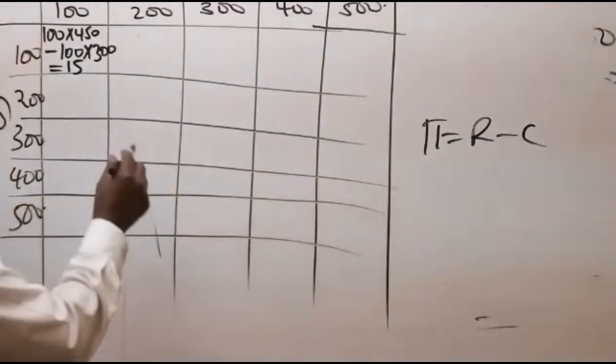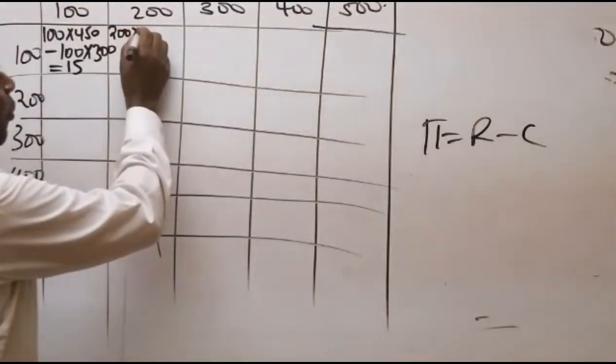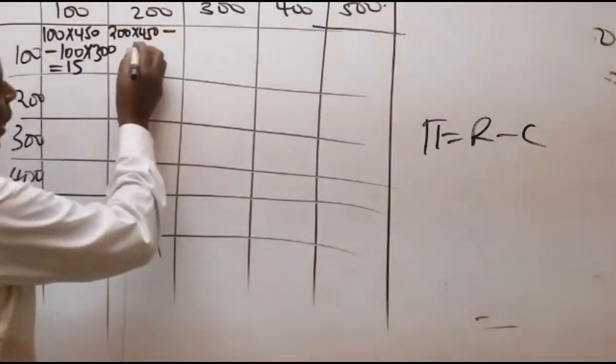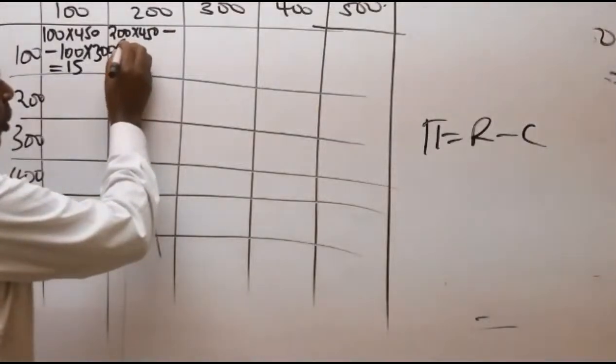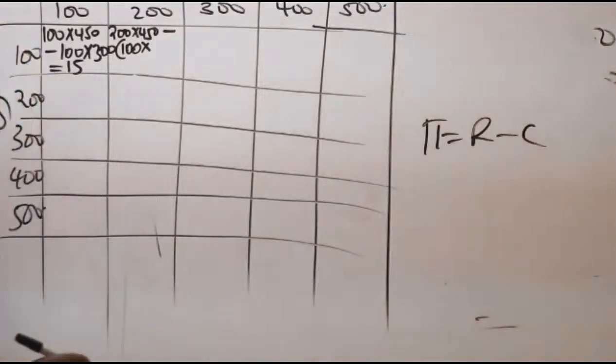So therefore, ladies and gentlemen, my revenue here will be based on 200 times 450. And then minus, look at the cost. The cost, we have the first batch of 100.